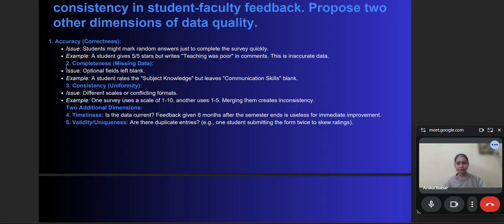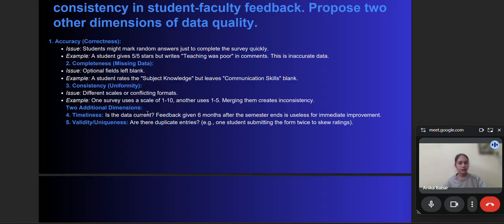This is inaccurate data. Completeness: optional fields left blank. Example, a student rates subject knowledge but leaves the communication skills blank. Consistency issues: different scales or conflicting formats. Example, one survey uses a scale of 1 to 10, another uses 1 to 5, merging them creates inconsistency.